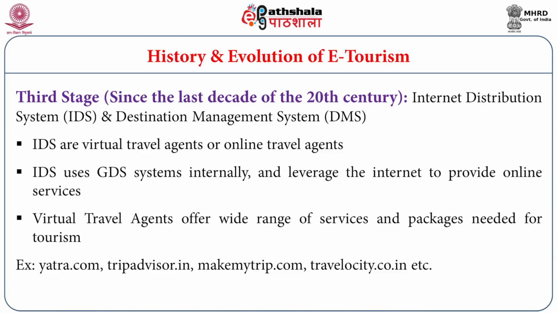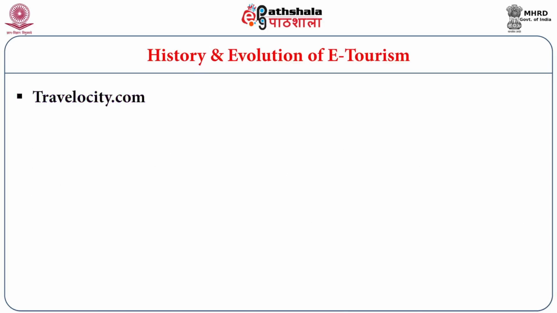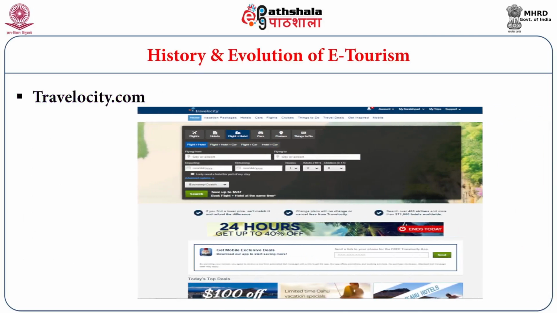The examples for the internet distribution system are Ixigo.com, TripAdvisor, Make My Trip, Travelocity. There are many other examples. These are the popular examples in India. The screenshot that you are seeing is from the Travelocity.com, where they are offering booking flights, booking hotels, booking trains, cars, you name it. They have all the services that a tourist needs.